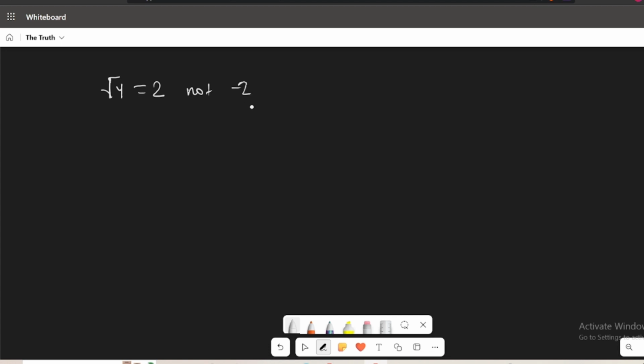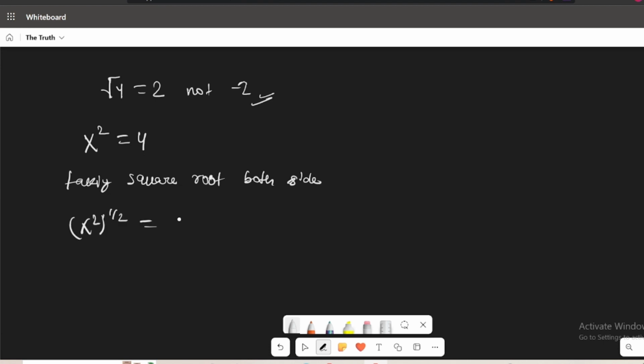You need to have very much clarity over it, because if you write x square equal to 4, one way is to do that by taking a square root, right? If you take a square root on both sides, you will have x equal to 4 to the power 1 by 2. So basically it's under root of 4, which is 2. So from here you are getting x equal to 2.